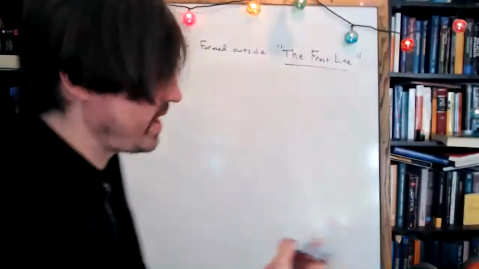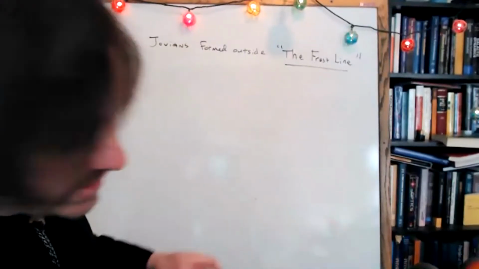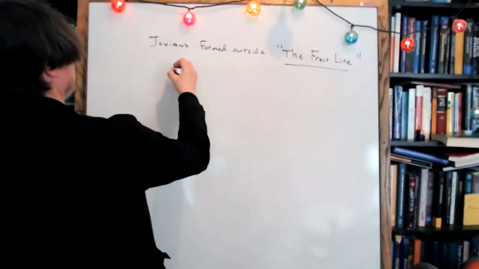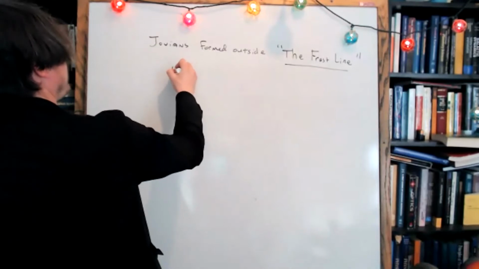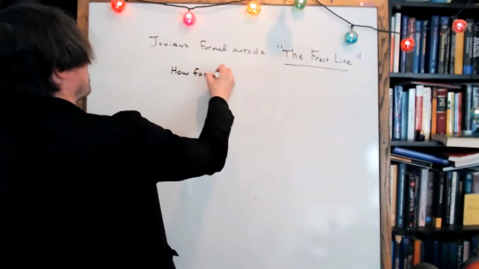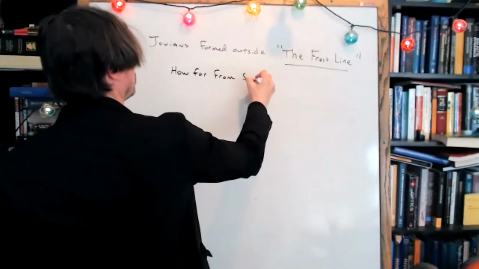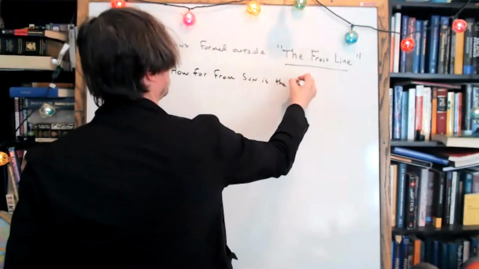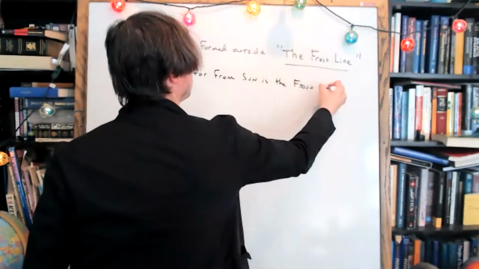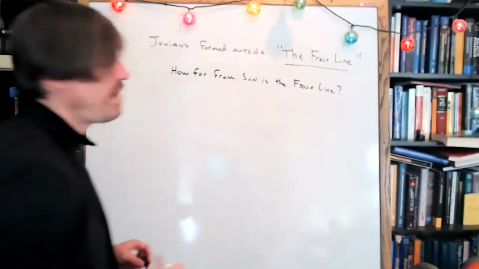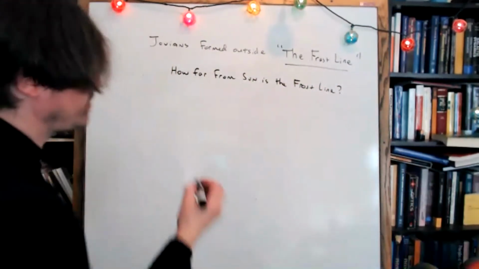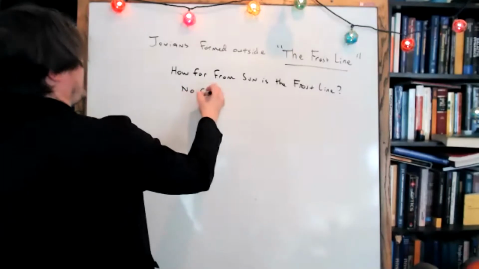Why don't we see if we can do something intellectual? What if we could calculate the frost line? Okay, we have an equation that could do that for us. So how far from the sun is the frost line? We might be able to answer that question by using the legendary no greenhouse formula.